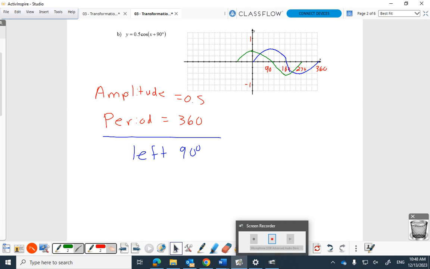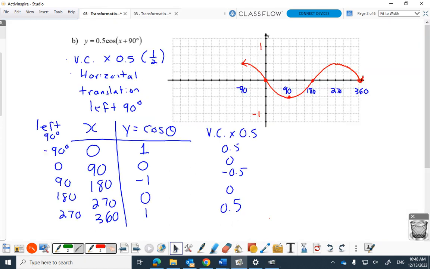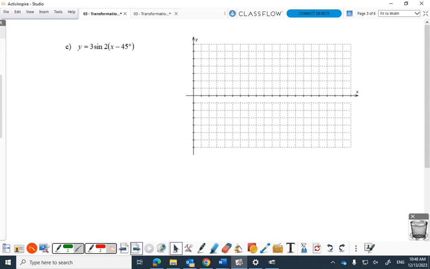Oh, don't do that. Use your left hand. Is this your example 3?